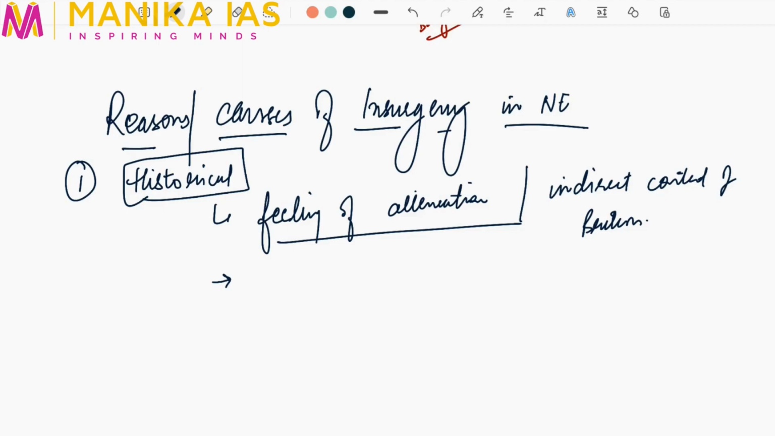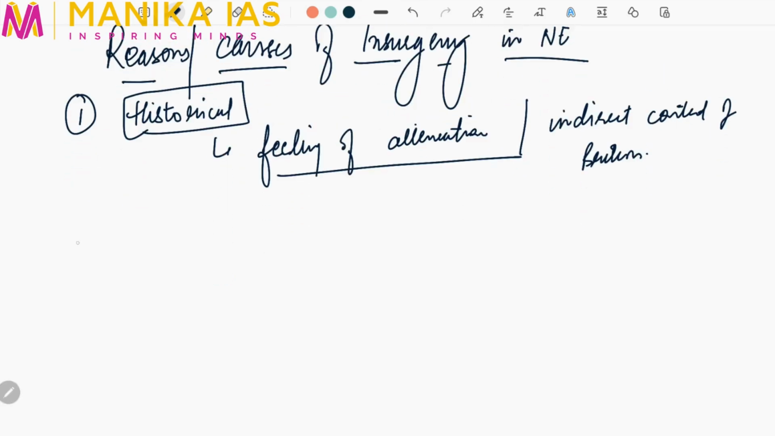They had the feeling of alienation, they still have, because they were never directly under the control of the British. And this was the reason that it took time even for the political integration of the country, when we read about the political history of the country also. So this was one reason. Now let us understand the geographical reasons.